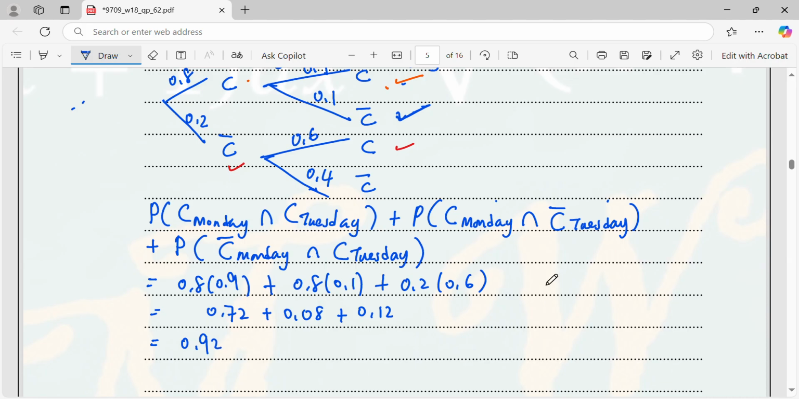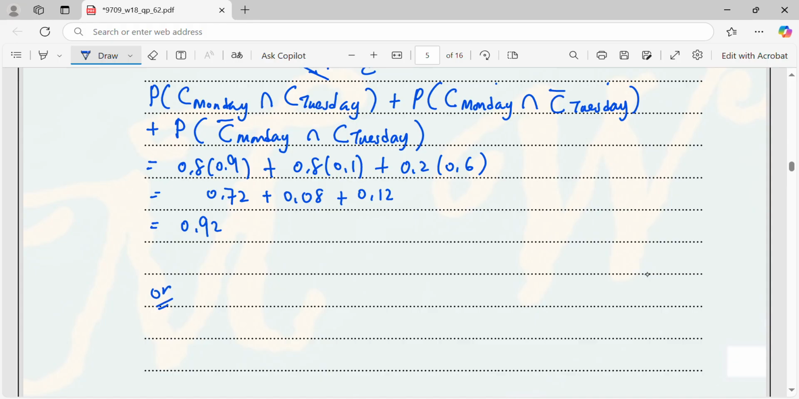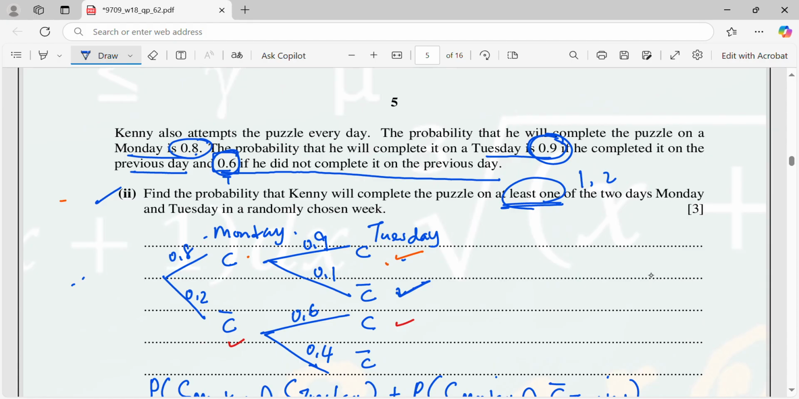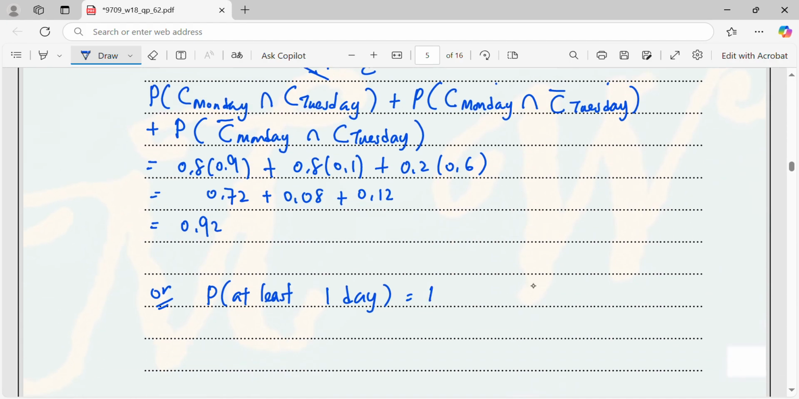So this is the direct calculation. Now another way is shorter. I would say at least 1 day. Now when you consider the number of days he can complete the puzzle, it could be no days, it could be 1 day, it could be 2 days. But the question asking for at least 1 day means that it could be 1 or 2. So I will use the total probability 1 minus it is none, right? So this is our second method, which is total probability 1 minus P both not complete.